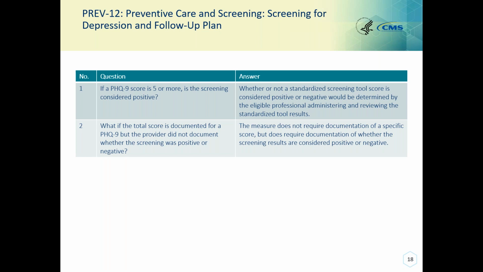Next question is, what if the total score is documented for PHQ-9, but the provider did not document whether the screening was positive or negative? The measure does not require documentation of a specific score, but it does require documentation of whether the screening results are considered positive or negative. Next slide, please.